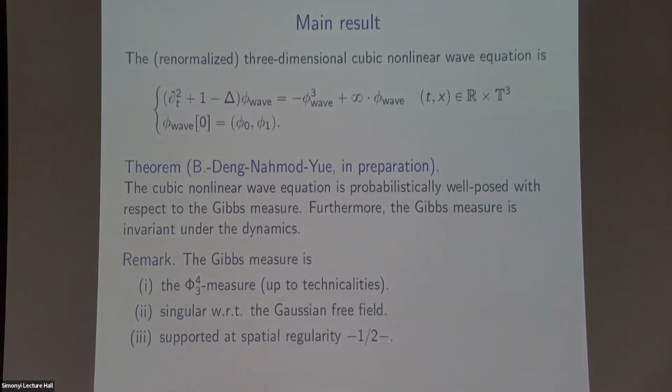And this is exactly the theorem that I just announced. It tells you the following. Okay, so we consider the renormalized 3-dimensional cubic nonlinear wave equation. Okay, so what does it mean? On the left-hand side here, we have our wave solution, our phi wave, and I hit it with the wave operator. Right, so I have a second-order derivative in time, second-order derivative in space, and I have an additional mass term right here. On the right-hand side, I have a cubic nonlinearity, which is defocusing, which is why there's a minus. And I also have a renormalization, which I formally write as this infinity times the solution, right?